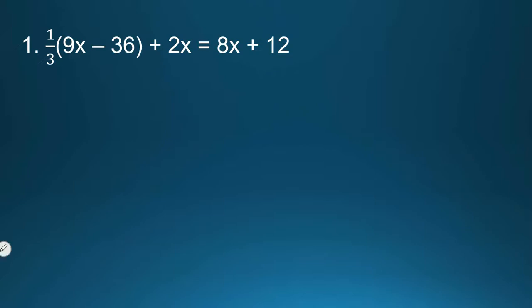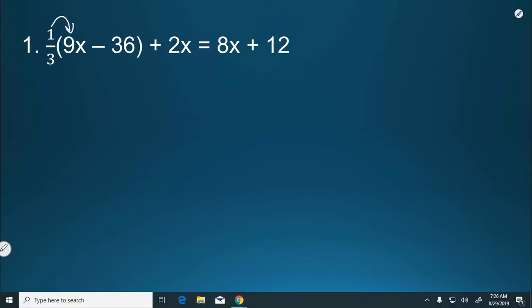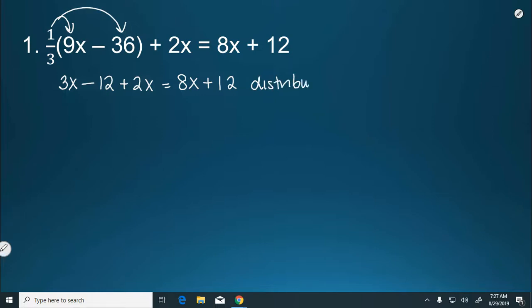I like to distribute first, so that's what I'm going to start with. So using the distributive property of equality, I'm distributing 1/3 to both sides. That gives us 9 divided by 3, which is 3x, minus 36 divided by 3, which is 12, plus 2x equals 8x plus 12. And I'm just going to write distributive here to show that that's how I got to this step.